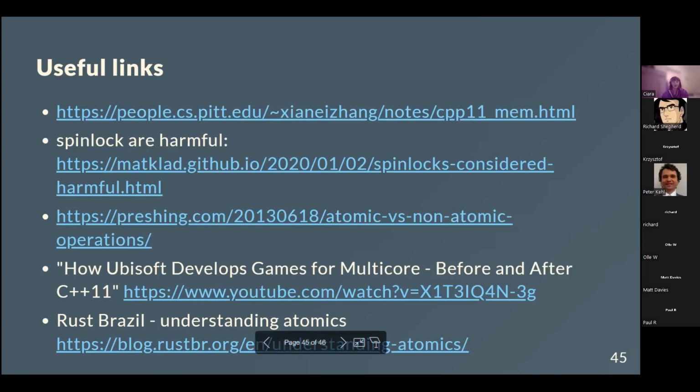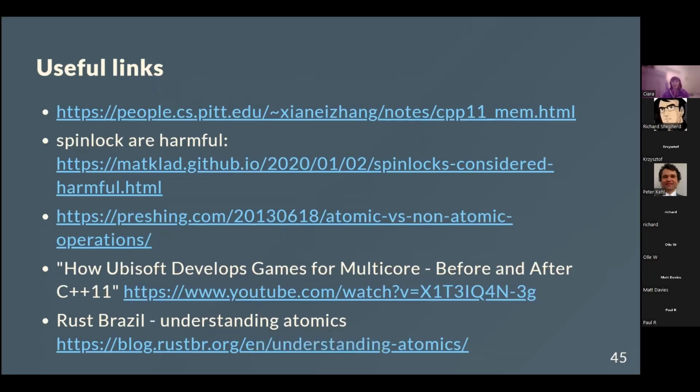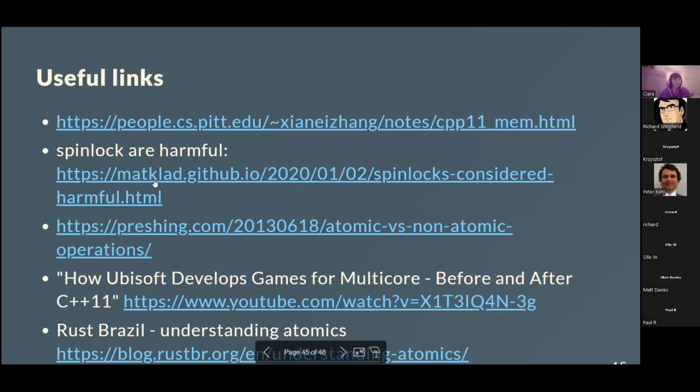There's also just some various other links I found. Someone talking about SpinLocks being harmful, if you're ever being tempted to use a SpinLock for real. Fresh has a blog on atomic versus non-atomic, and also a video on how Ubisoft developed games for multi-core, talking about the introduction of C++11. And I found Rust Brazil had a link for understanding atomics that I found quite useful. I'm going to put up the chat now so I can actually read it. Concurrency in Action, someone's recommended for C++11, which, like I say, this is all based on C++'s model, so it should all definitely still hold.